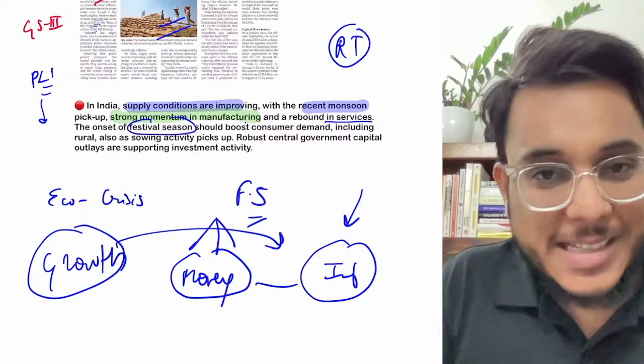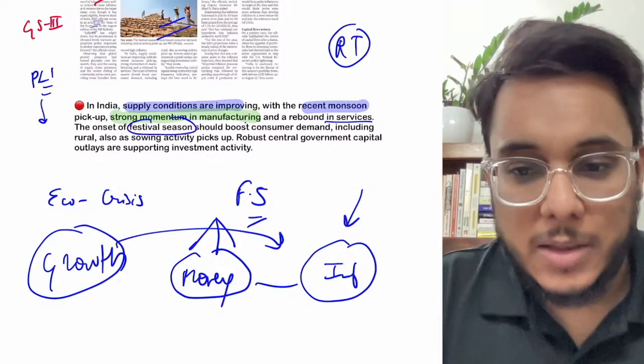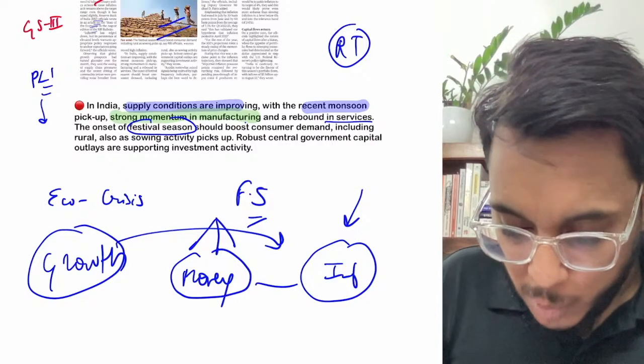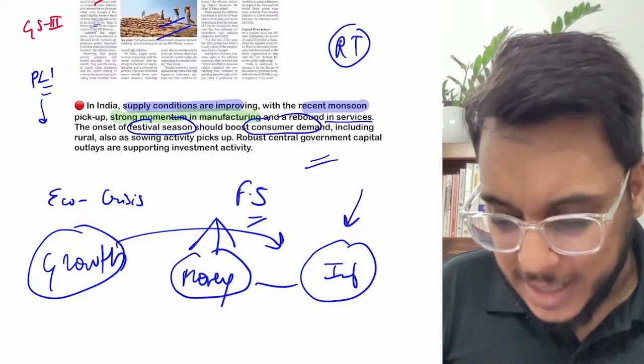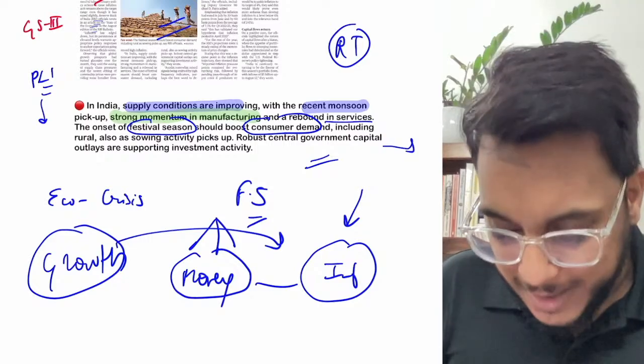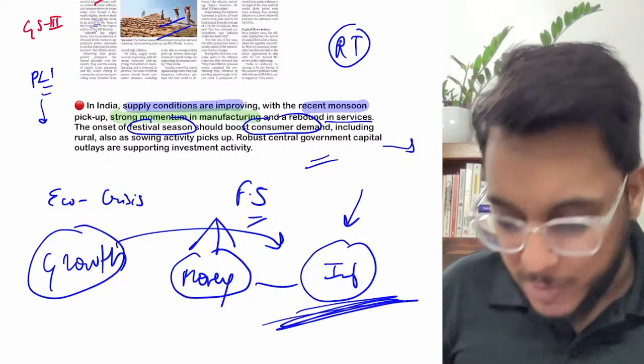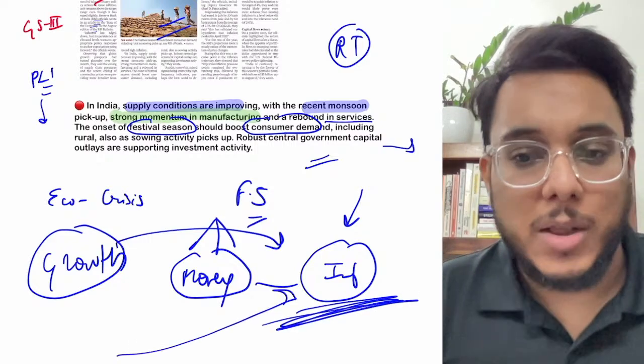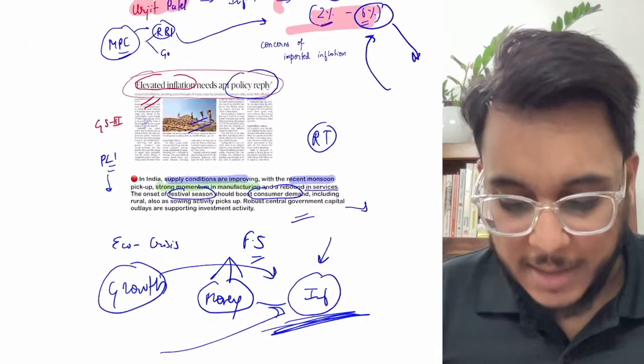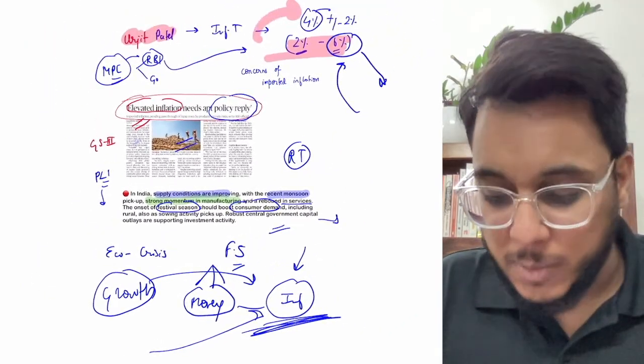Then the festival season is now coming. Dussehra, Diwali, all the festivals will come, and that will also boost consumer demand. And at the end, economic revival is going well. But inflation is a concern that is to be tackled. So this is all the issue that has been in this particular article. I hope guys you understood it. And now we'll move to the next article.